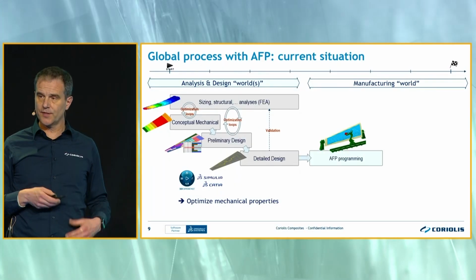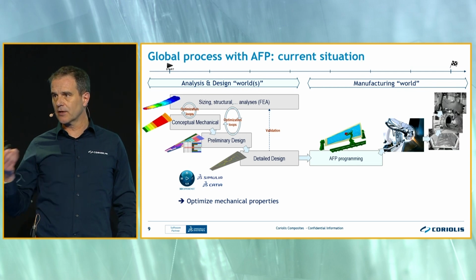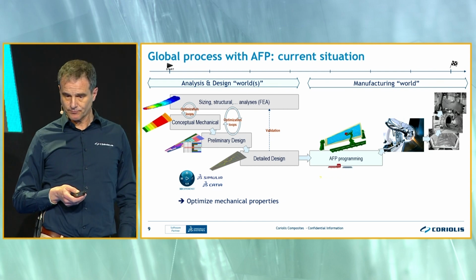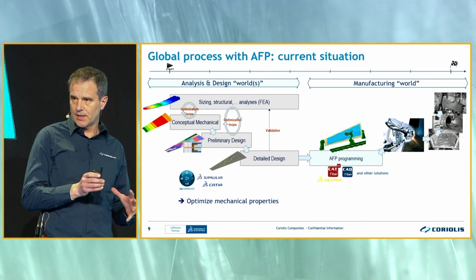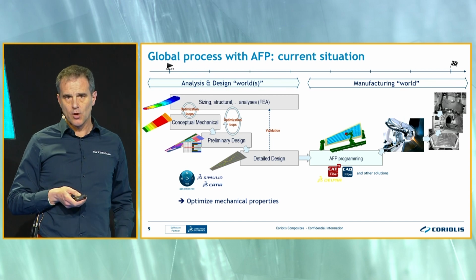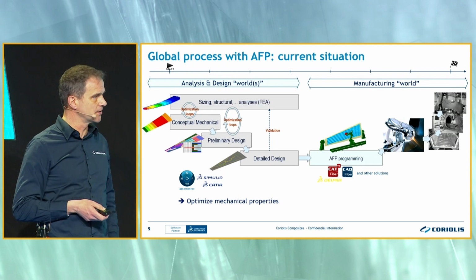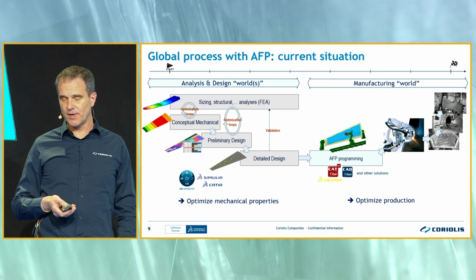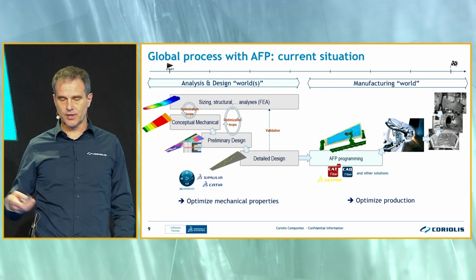You switch to other solutions for AFP programming, which generate programs that go onto the machine and then the rest of the process. Here are solutions like our CATFiber V1 solution, which is mainly on the Delmia side, so the manufacturing process simulation, or CATFiber, or any other solutions that are on the market and that are used today to program AFP machines. And the objective here is to optimize the production rate, to optimize the production of the part.